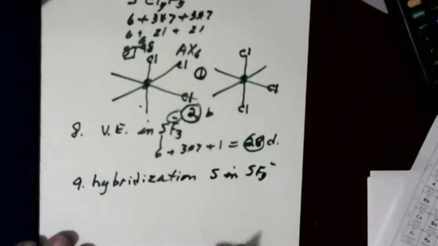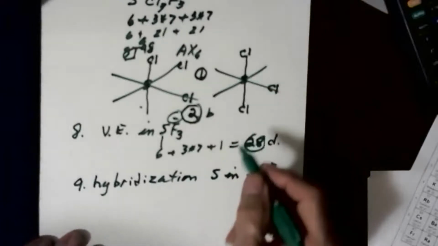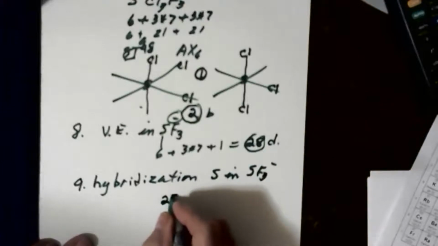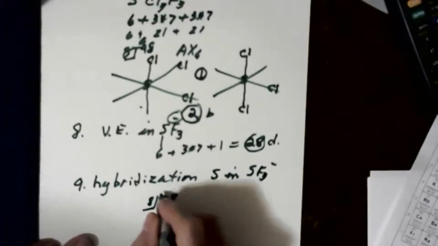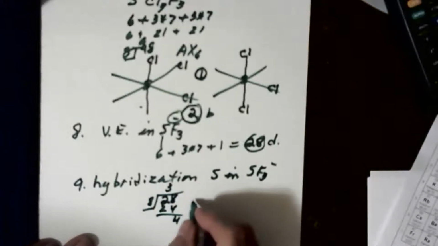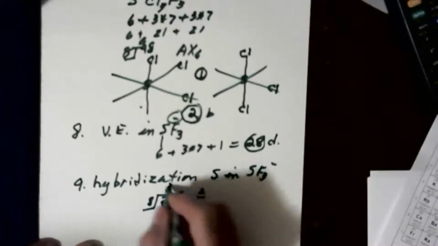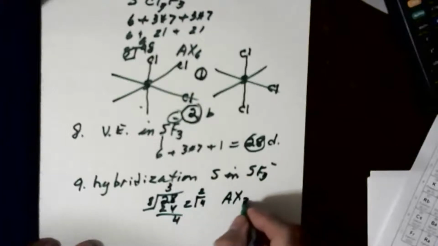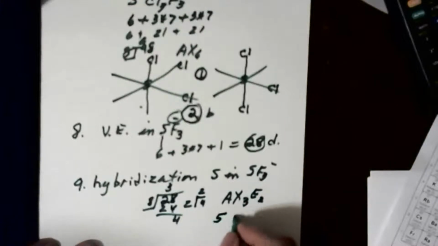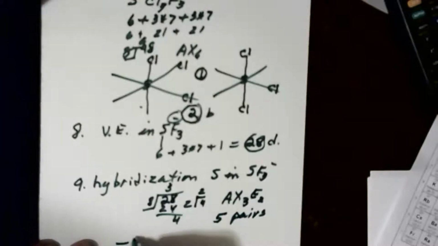Now, we've already created the structure up here. We've got 28 electrons, so let's do the division. 28 divided by 8, that's 3, 24 with remainder 4. Divide the remainder by 2, 4 divided by 2 is 2. It's an AX3E2. So I've got 5 pairs. So it's the hybridization we had a while ago. We've already calculated one like this.